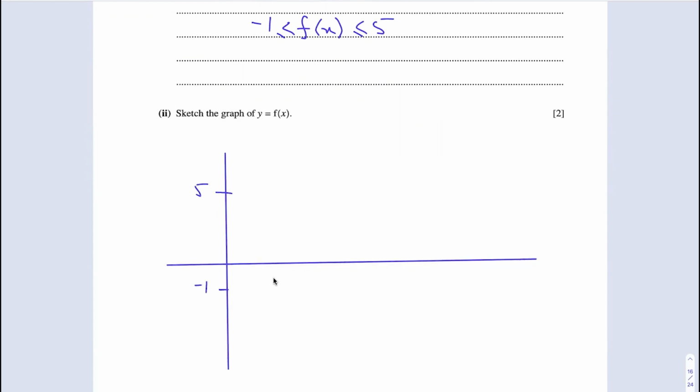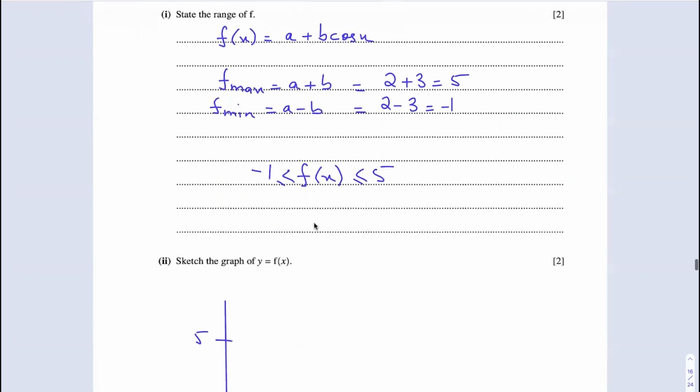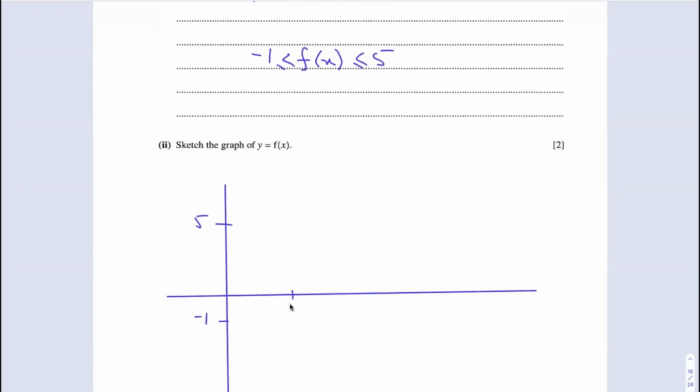As it is a minus cos graph, minus 3 cos x, it will be an inverted cos graph. So let's say this is pi and this is 2 pi. The graph will reach its maximum point at pi and will be like an inverted cos graph.